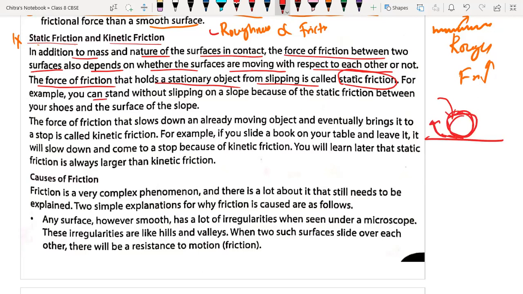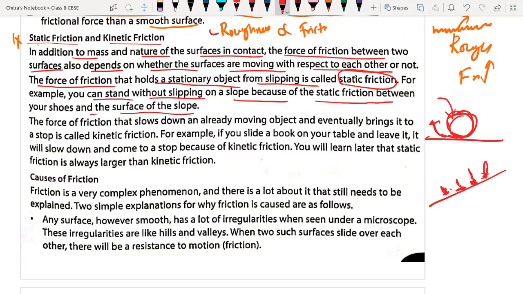For example, you can stand without slipping on a slope because of static friction. Suppose you are walking on a sloped street and you are not falling down. That means you have static friction between the surface and your sole or shoes. That makes you stand there. So between your shoes and the surface of the slope, there is static friction working.